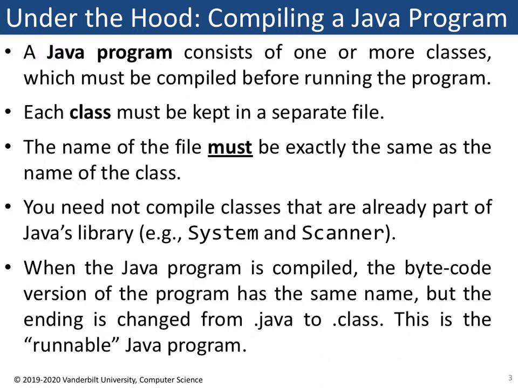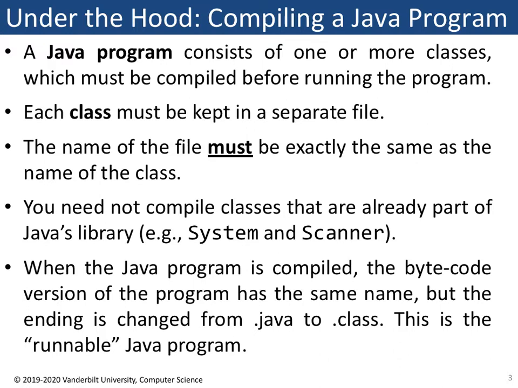Programs in Java consist of one or more classes, and each of these classes that would contribute to a program are stored in separate files with the file name matching exactly the class name. Each of these classes must be compiled. However, oftentimes in programs we will make use of the system class or the scanner class. Those sort of classes do not need to be compiled. Only the classes that you write and have created .java files for.